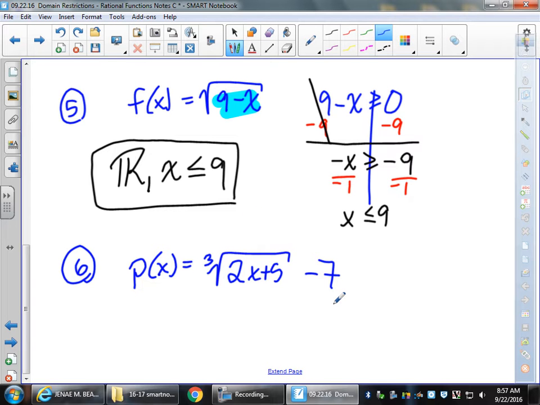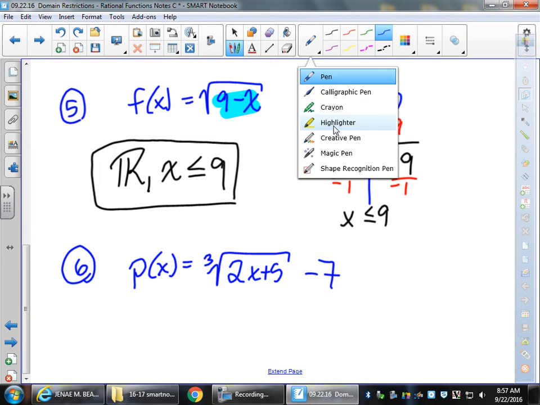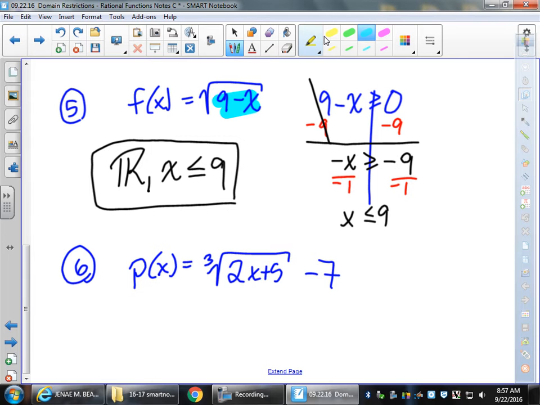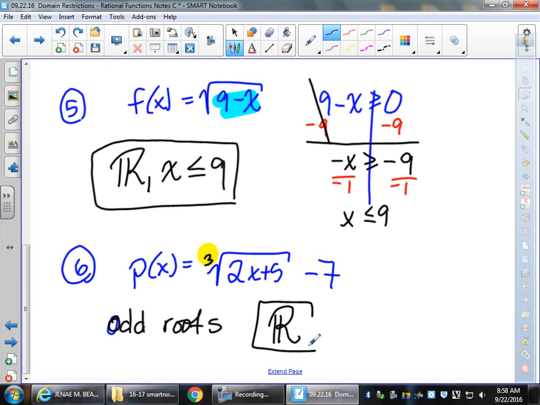Yes. So if you have a second color, like I'm not going to use blue because we've been using blue to highlight underneath the roots. What kind of root is that? It's cubed. It's an odd root. Odd roots. From yesterday's discovery, do odd roots have restrictions? No. Correct. Odd root. No work required.